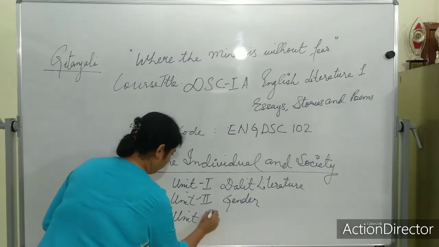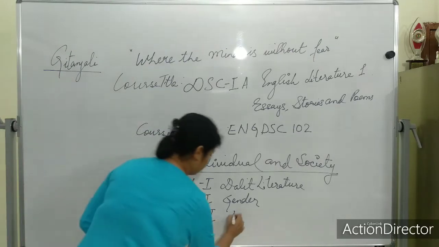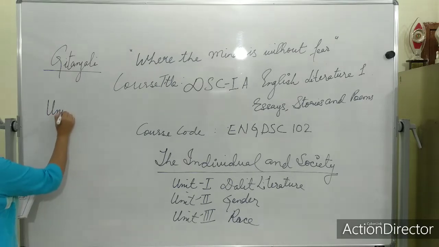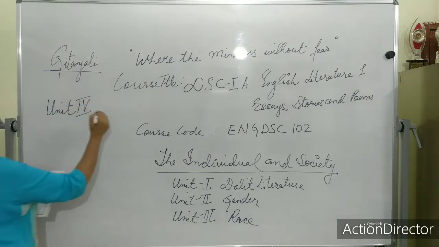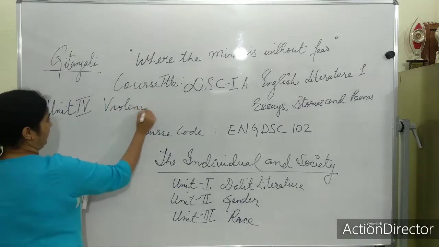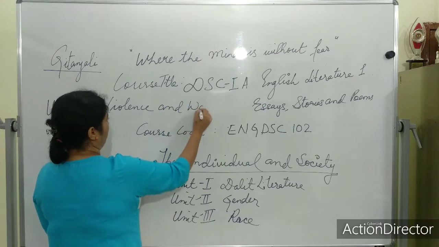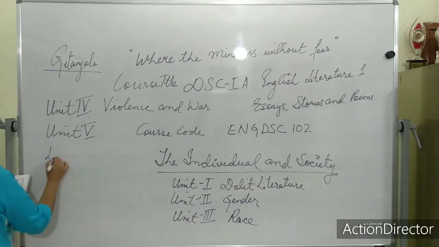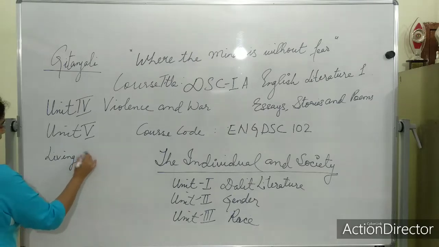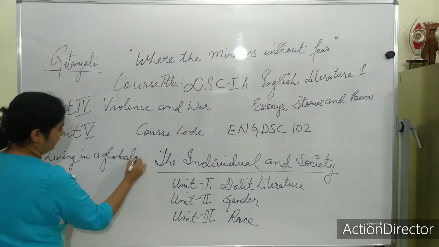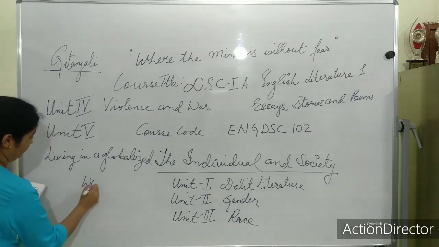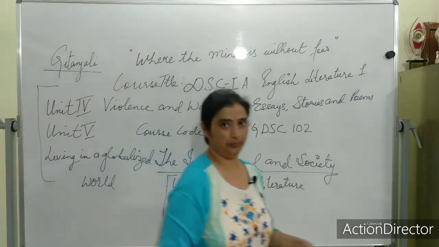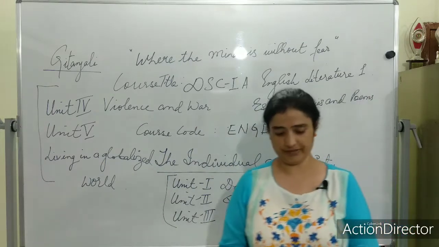And Unit 3 is race. Unit 4 is violence and war. And Unit 5 is living in a globalized world. Now, I have written them separately on purpose. And what is the purpose, or what is the reason behind this?